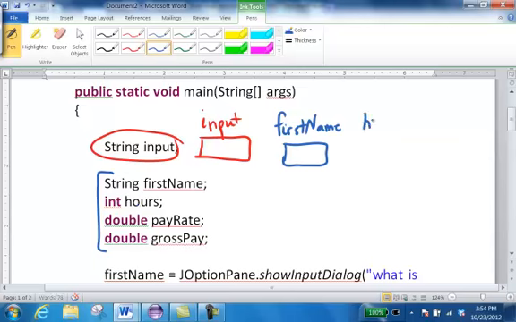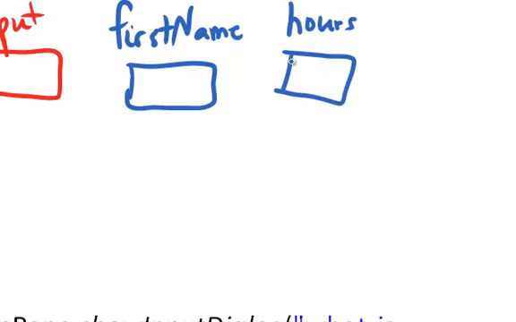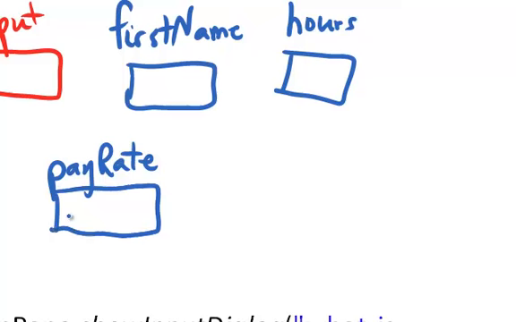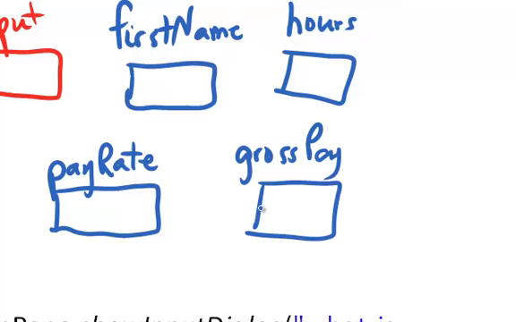Hours, and hours can only store integers, meaning numbers without decimals. Double pay rate, that will be a variable that can store numbers that may or may not have decimals in it. It doesn't have to have a decimal, but it can. I cannot have a decimal value with the one that says int hours. And finally, I've got one called gross pay. So I have 5 pieces of memory going on right there.